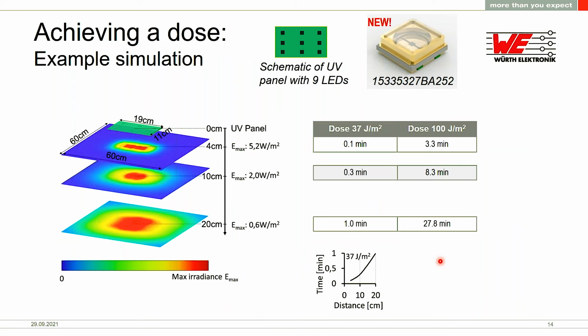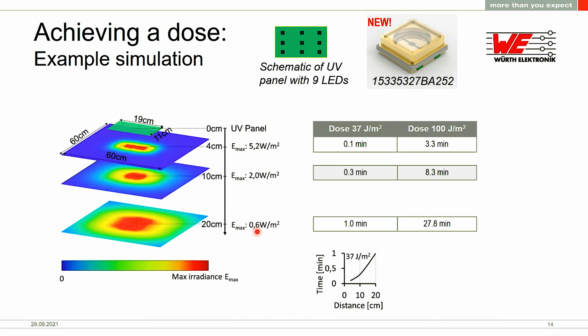So I want to show you a quick simulation I've done, just for a UV panel consisting of 9 of our UVC LEDs, to give you an understanding of how those irradiation patterns can look, and how fast it is to achieve a certain dose. It very much depends on the distance. For example, at a distance of 4 centimeters, you have a rather small irradiated area but a large irradiance. If you increase the distance, you get a larger area irradiated, but the maximum irradiance is much lower.